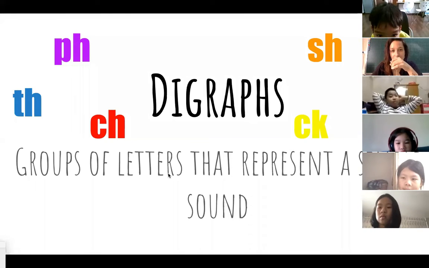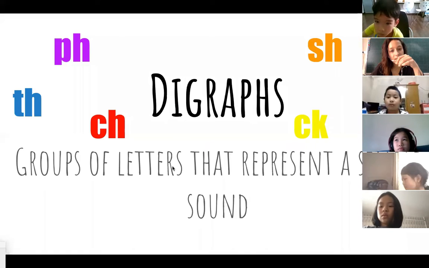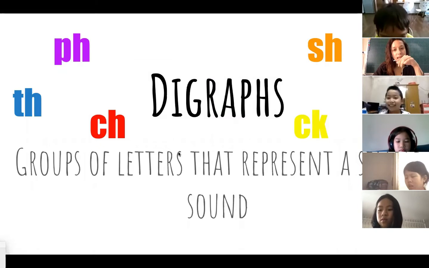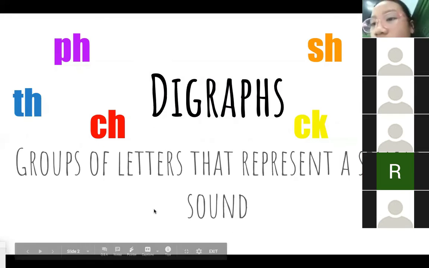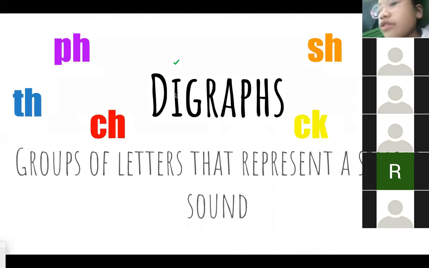Okay. CK. Hen, what sound do the CK letters make? K. Like the letter, same as what letter, Hen? CK shares the same sound as what single letter? Do you remember? C. Sometimes C. And what other letter is in that group? K. Very good. And WH. Elsa, what sound does WH make? W. W is the same sound as what single letter? W is the sound that W makes on its own, too.